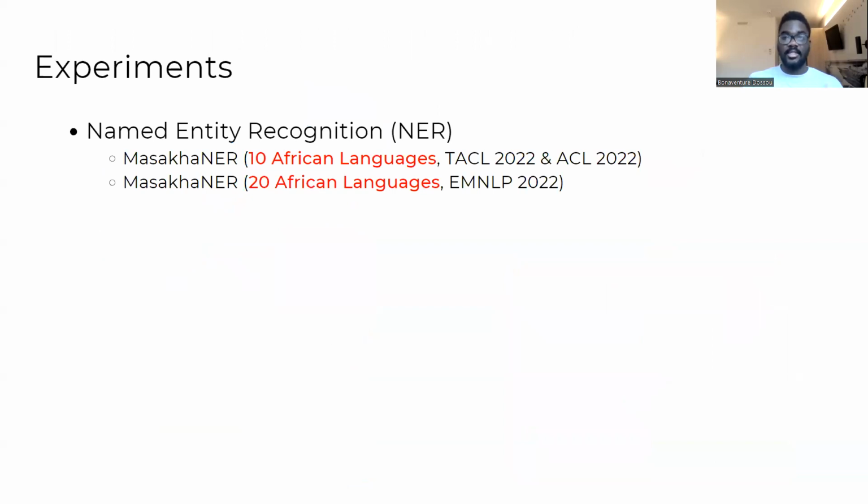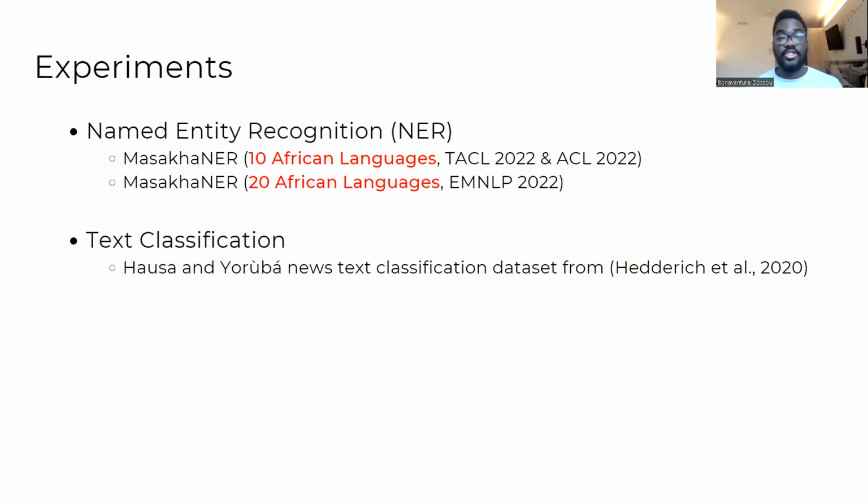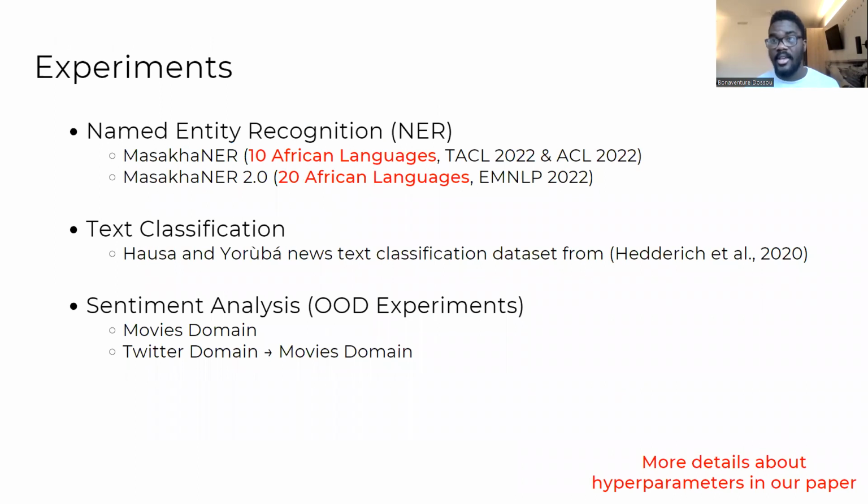We tested our model on various experiments: named entity recognition, the MasakhaNER data set, the first one and the second version, which has been recently accepted at EMNLP. We also tried text classification, and to see how much our model generalized across domains, we also performed an out-of-domain experiment by performing sentiment analysis. Yes, because our model was trained only on news domain data.